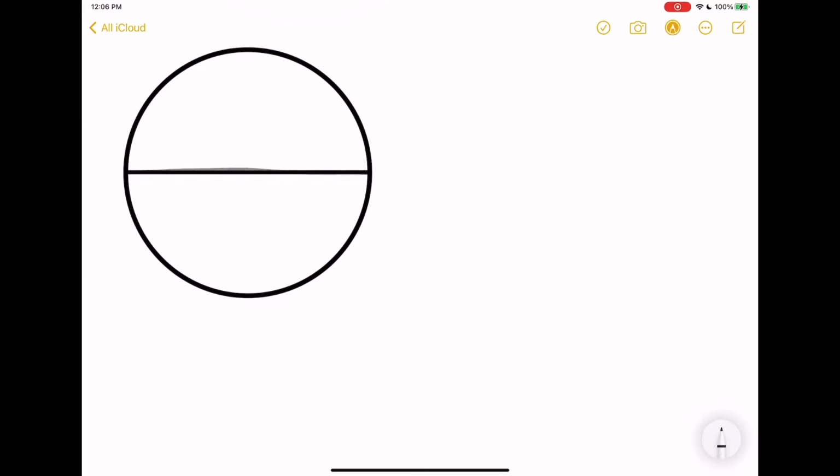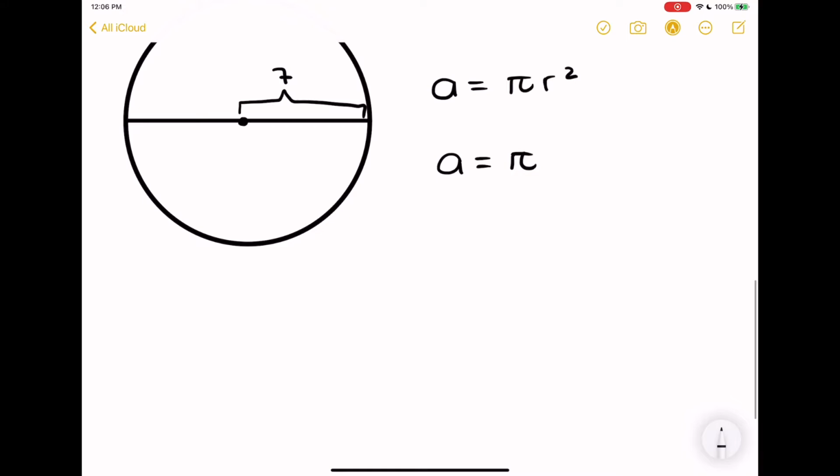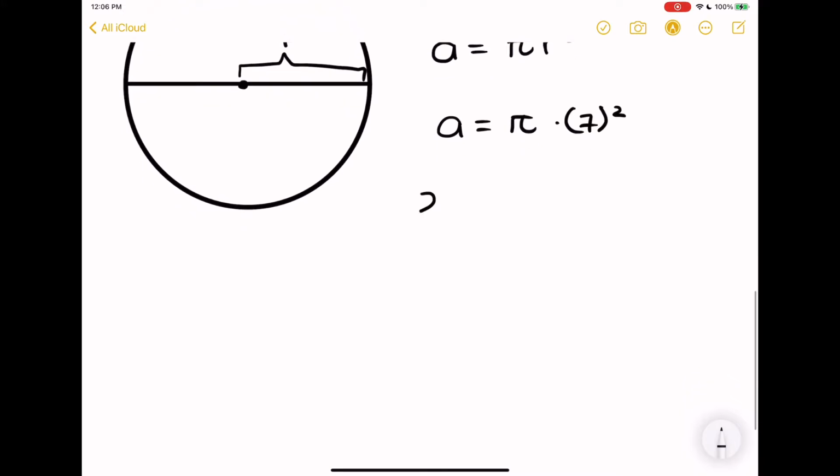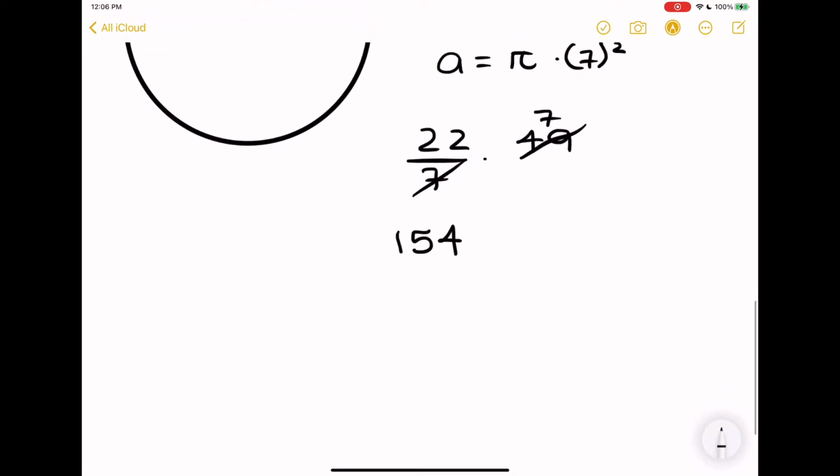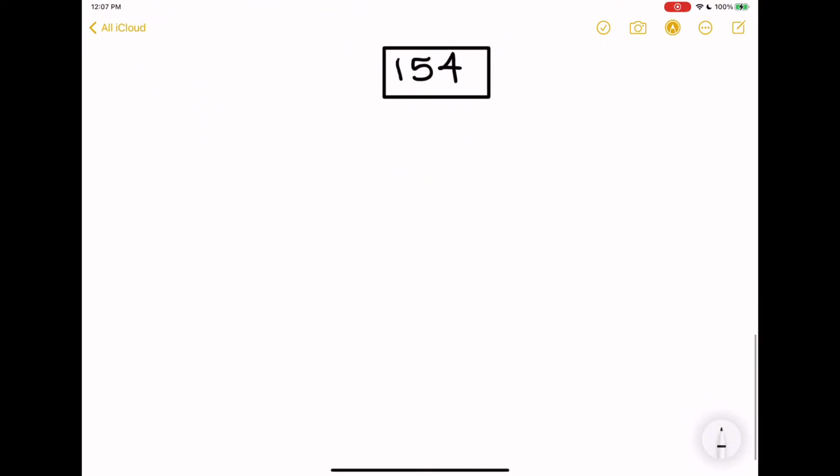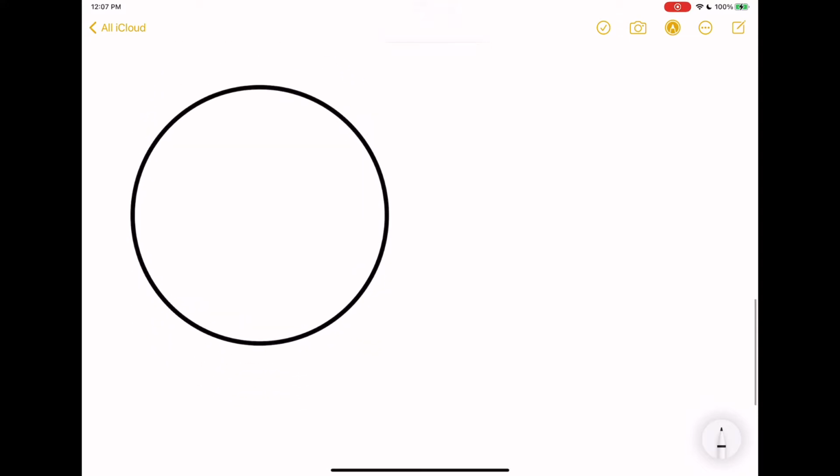Now let's say I am given that the radius is 7. First, we put the area equation: A equals pi r squared. We know the radius is 7, so it's 22/7 times 49. You might be wondering why I used 22/7. That's because 49 is a multiple of 7, meaning I can easily cancel the 7 and the 49, so I just get 22 times 7, which is 154.